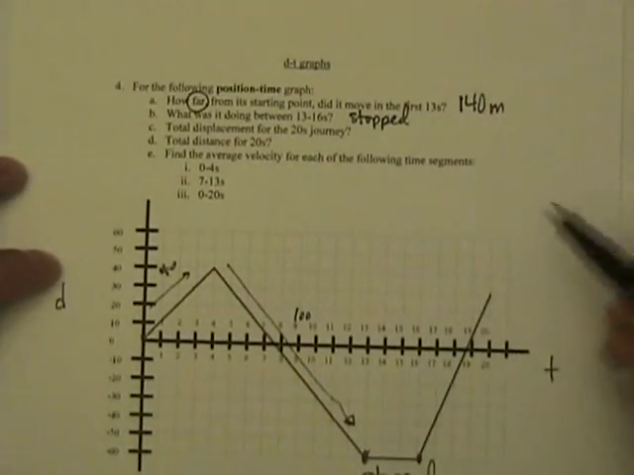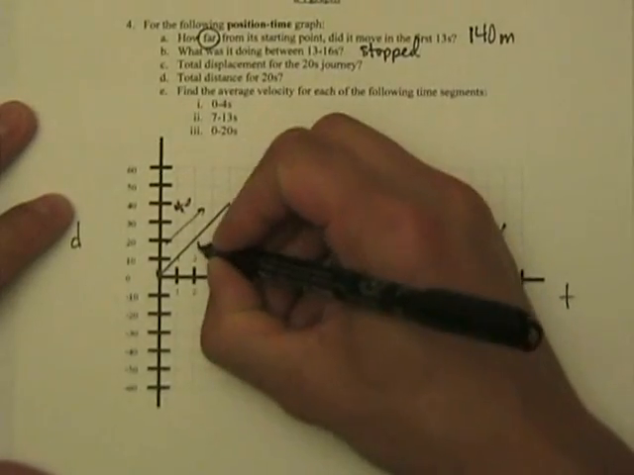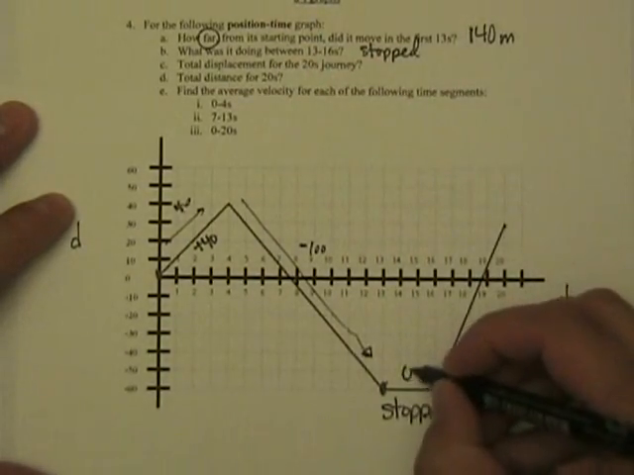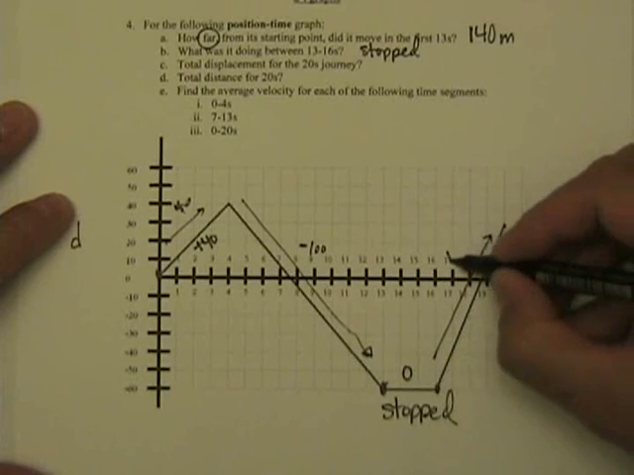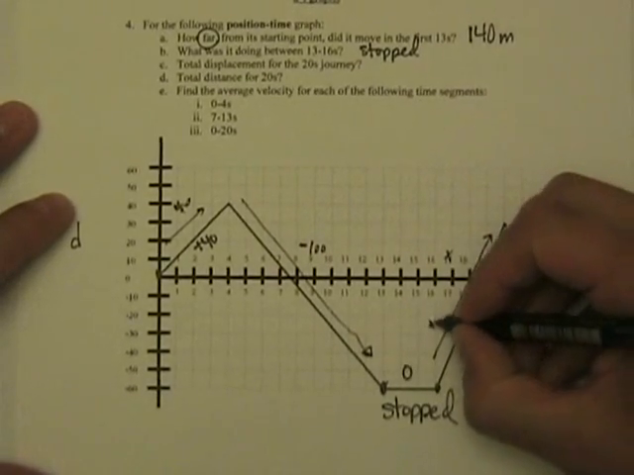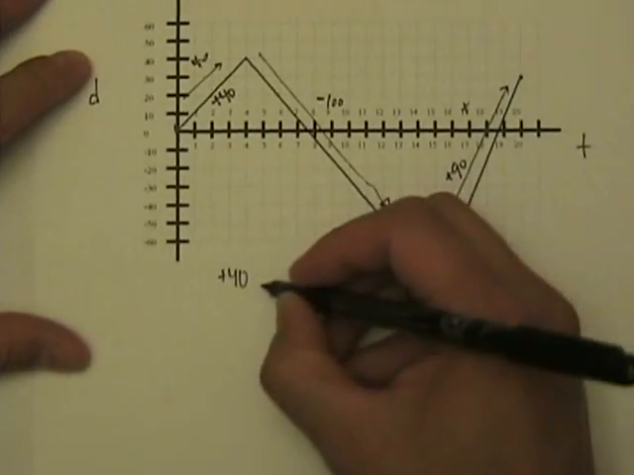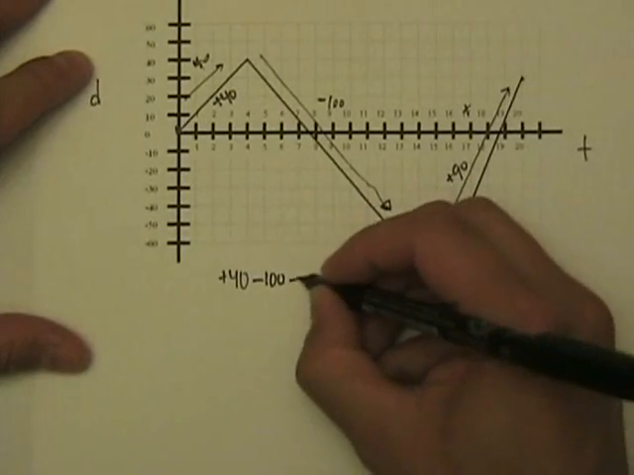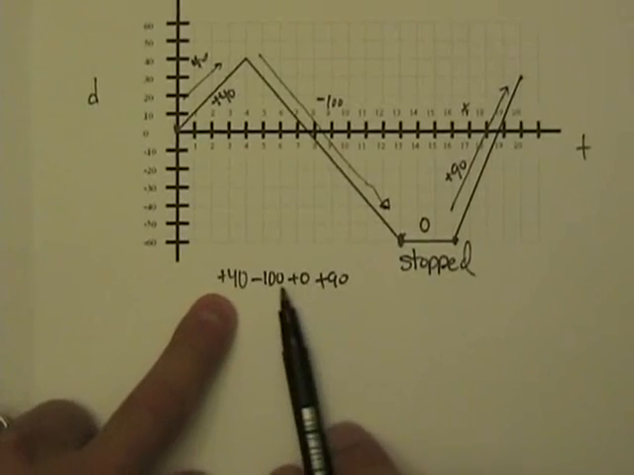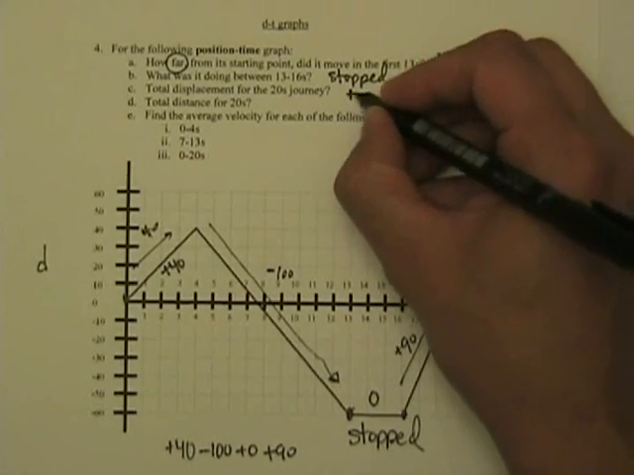Total displacement for the 20-second journey. So you start here, you end there. You've got a lot of different things that you can do. You can call this positive 40. You can call this negative 100 because you're going downward. You can call that 0, and then you can look back at this and call it another positive. From 60 to 30 is positive 90. And then what you would do is you would go positive 40 minus 100 plus 0 plus 90, which would be 130. So that'd be positive 30.